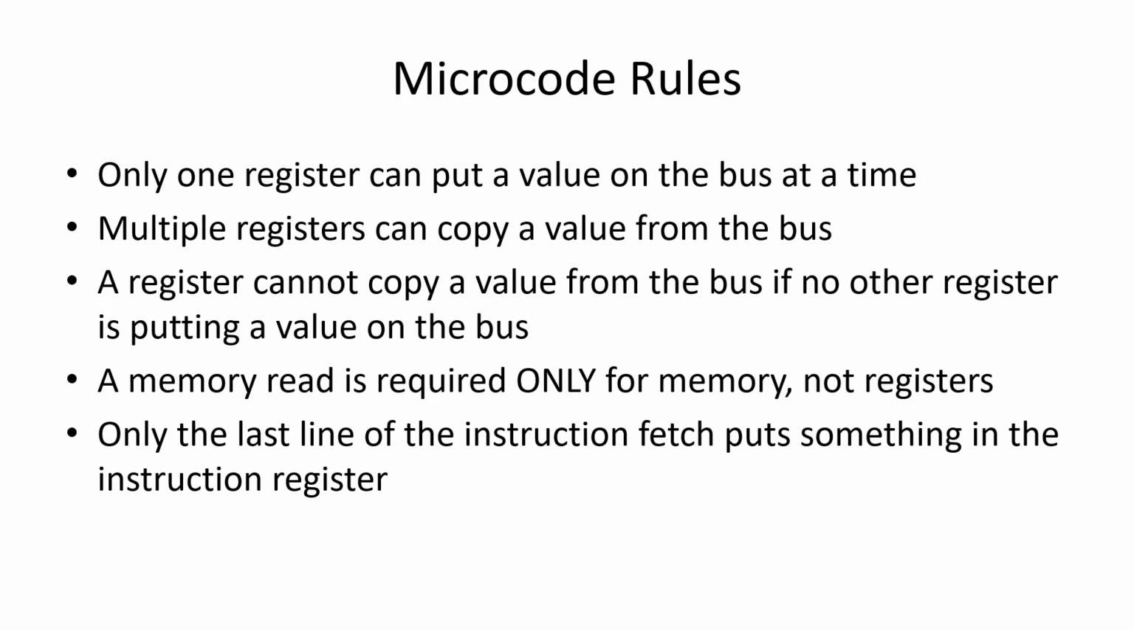Only one register can put a value on the bus at a time. That means that only one of the columns that has the arrow to bus can be checked at any given time. Putting a value on the bus means charging up the bus wires to either voltage or down to ground. This can only be done by one value, otherwise a short would result. Multiple registers can copy a value from the bus. So if you want to copy a value from register A to register B and register C, A can put the value on the bus, and both B and C can copy that value at the same time into those registers.